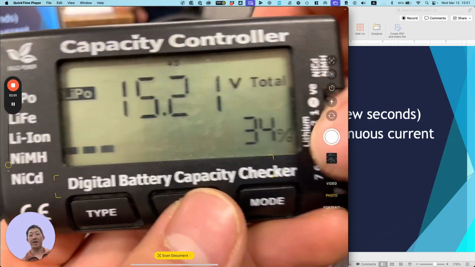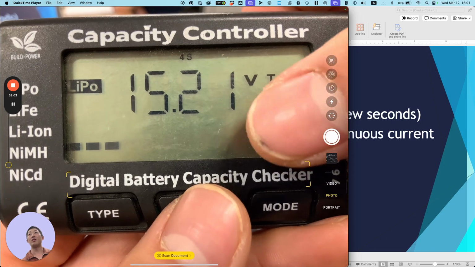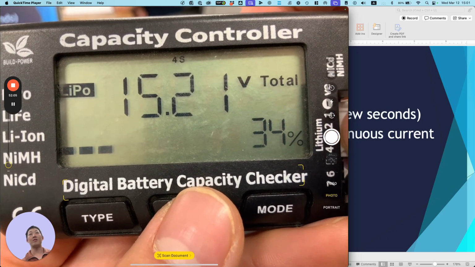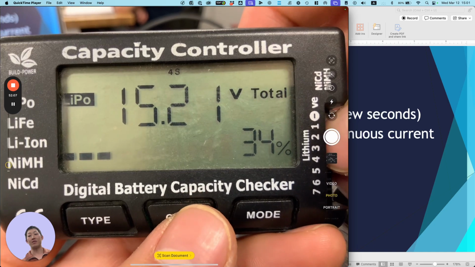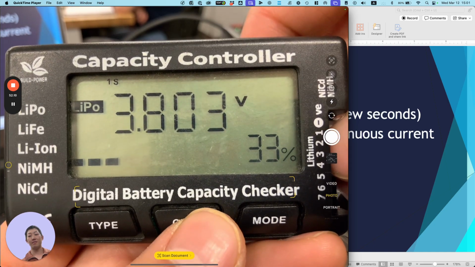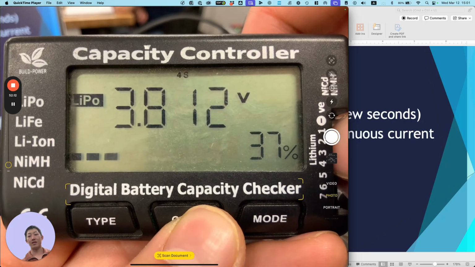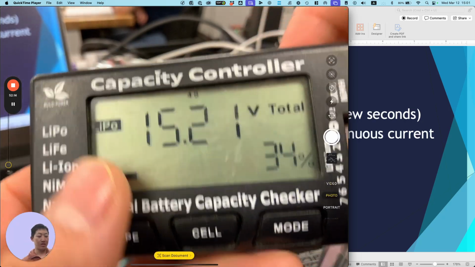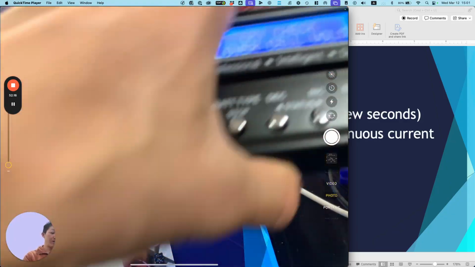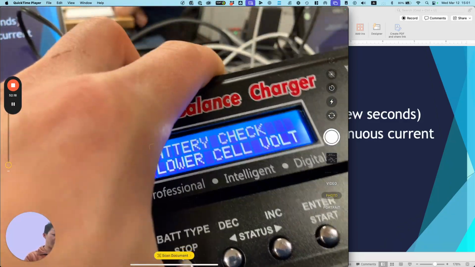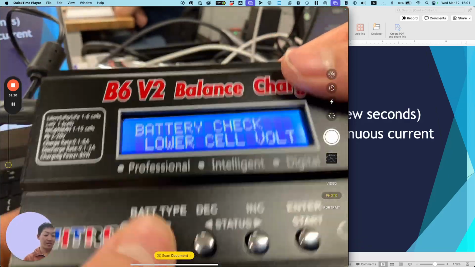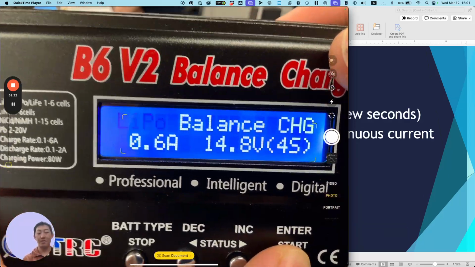I don't trust this percentage because, as we know, you still have more or less 60% left. But yeah, you can see here, that is how we check. So now we can plug this into the 4S and let's try again. So I'm going to press and hold.